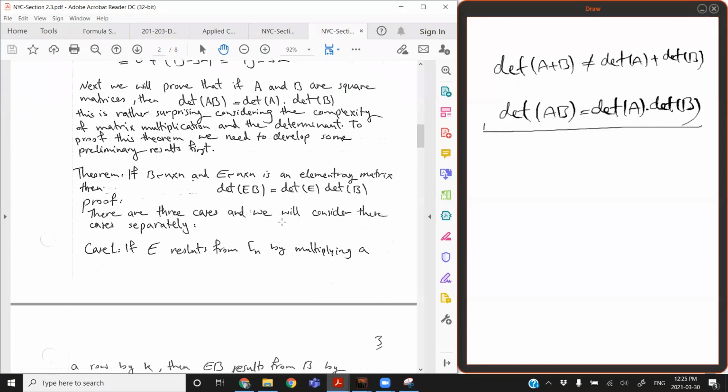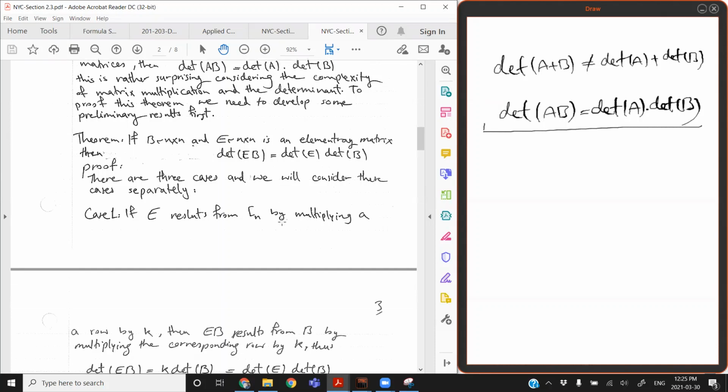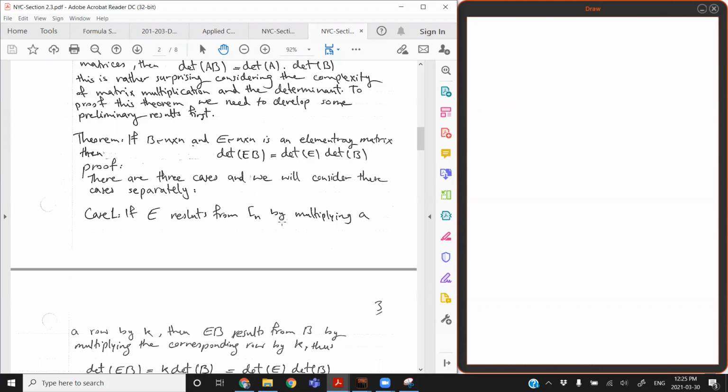However, in order to prove this, we need some preliminary results first. So let's go back to elementary matrices, and let's quickly review what the determinants of elementary matrices are. If you remember, we said that elementary matrices are matrices that are obtained from I, and I'm going to use I3 as an example, by doing a single row operation.